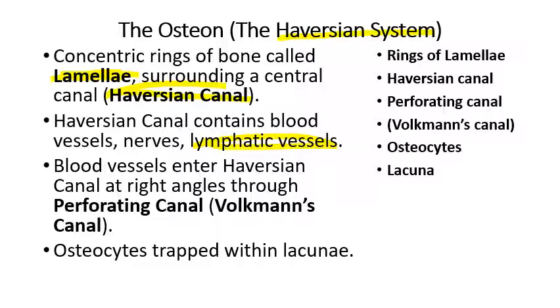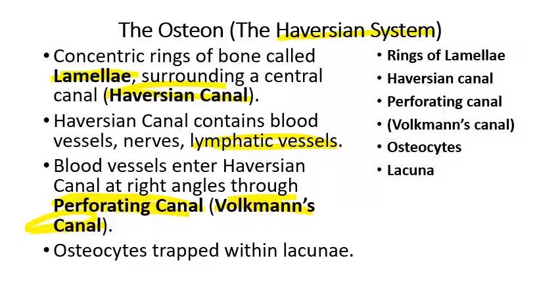Anyway, the blood vessels and the nerves and the lymphatic vessels have to get into the Haversian canal. So you have these perpendicular canals that run into the bone, and they are referred to as perforating canals. Perforate means to puncture or to drill into, right? And then they can also be known as Volkmann's canals, which are named after somebody else. So we have the Haversian canal going parallel to the rings, and then we have the Volkmann's canal running perpendicular to the rings.